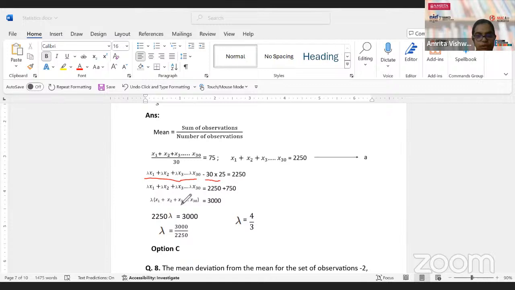This becomes 2250. So lambda becomes 3000 by 2250. It is 4 by 3. The value of it is 4 by 3. So just requesting the children to look at the question.